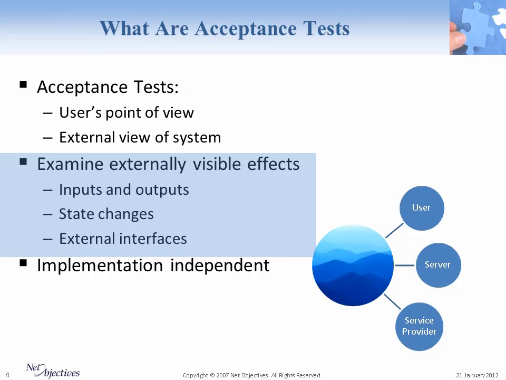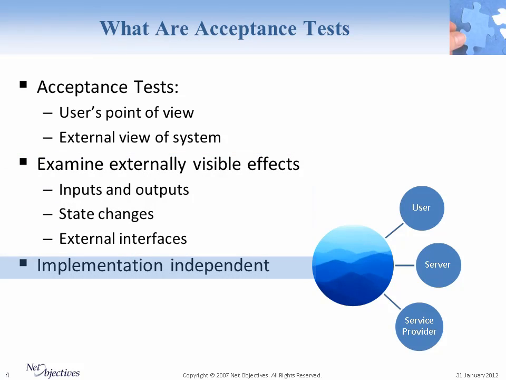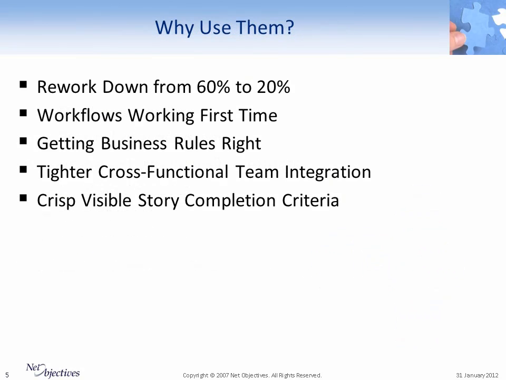Acceptance tests involve specifying the correct output of a system given a particular input. They can show how the state of something changes, such as an order that goes from paid to shipped. They can also specify the interactions with interfaces of other systems. In general, they are implementation independent, although their automation may not be.